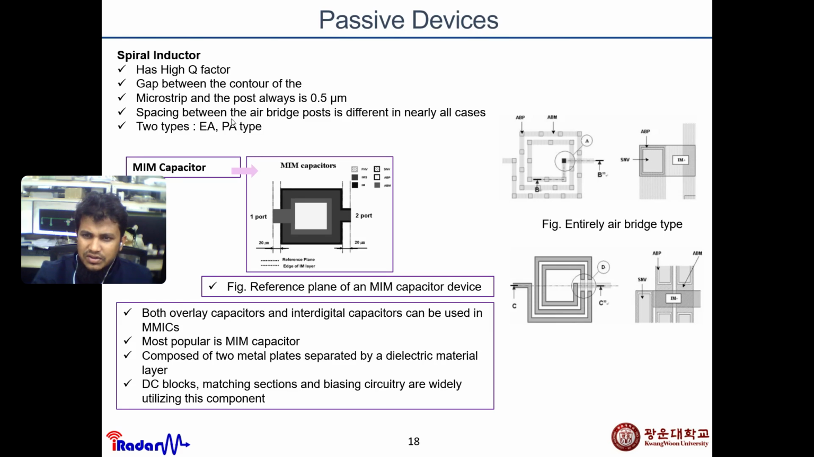I already told that the inductor looks like a spiral coil and has a high Q factor. The gap between the contour of the microstrip and post is always 0.5. Spacing between the bridge is different. In all cases there are 2 types, E and PA, power amplifier type here. This is the reference plane of the MMIC capacitor device. Both overlay capacitors and interdigital capacitors can be used in MMIC. The most popular is MIM capacitors, and DC block and matching sections or biasing circuitry widely utilize these components.